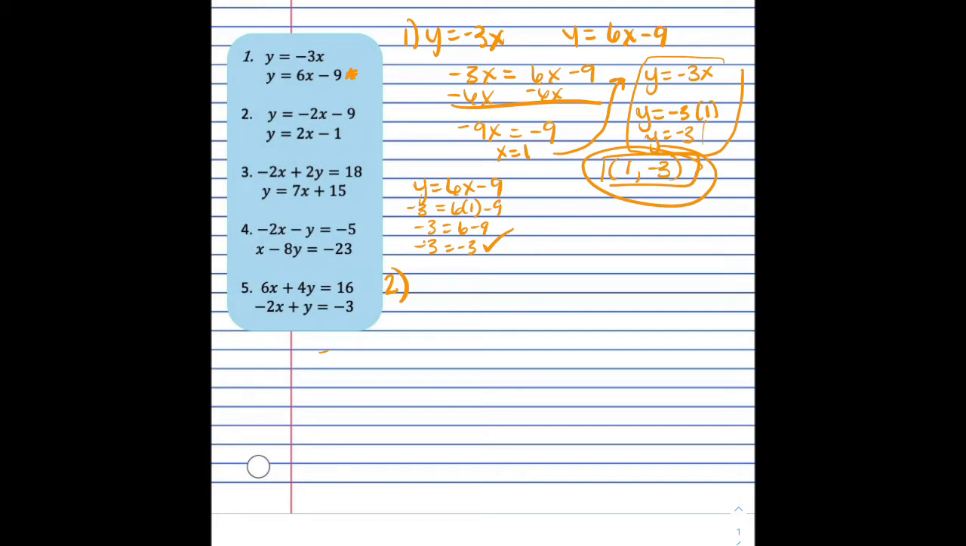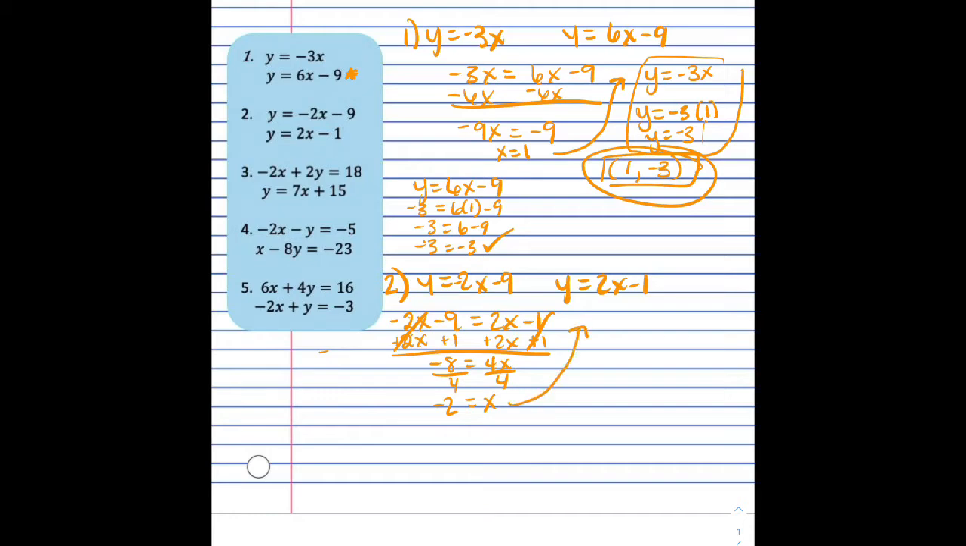All right, so let's try it again with number 2. We have y equals negative 2x minus 9 and y equals 2x minus 1. Since y equals both of these things, I can set them equal to each other. So we have negative 2x minus 9 equals 2x minus 1. I'm going to solve to get x by itself. I'm going to go ahead and add 2x to both sides and then add 1 to both sides. This leaves me with negative 8 equals 4x. Divide by 4, so x equals negative 2.